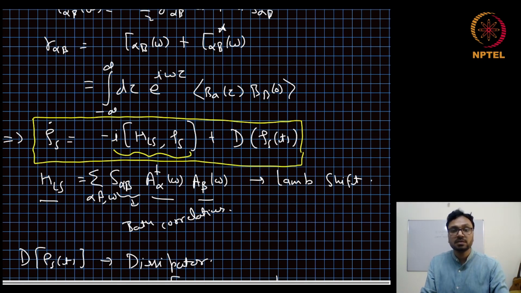First term is the Lamb shift, which is caused by the interaction of the system with the bath degrees of freedom. And the second term is the dissipator, which results in the loss of the coherence and the quantum effects in the system. Both of these terms are coming purely because of the interaction of the system with the bath. And let me remind you that this whole thing is in the interaction picture. After solving this dynamics in the interaction picture, we can go back to the Schrodinger picture and find the dynamics of the state in that picture.